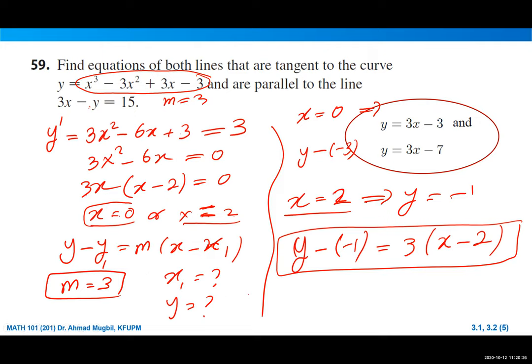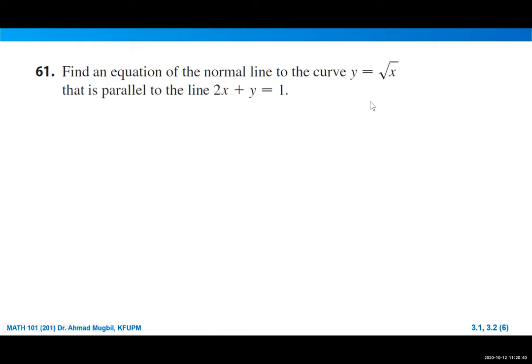So what was the trick here? That this line is not tangent. Because this is a common mistake. Most of you went to substitute here. If it is tangent, yes, it is better to substitute in the line because it will be the same.